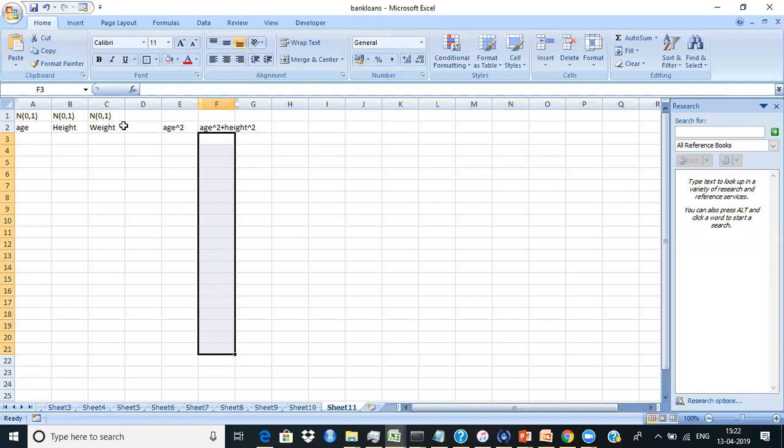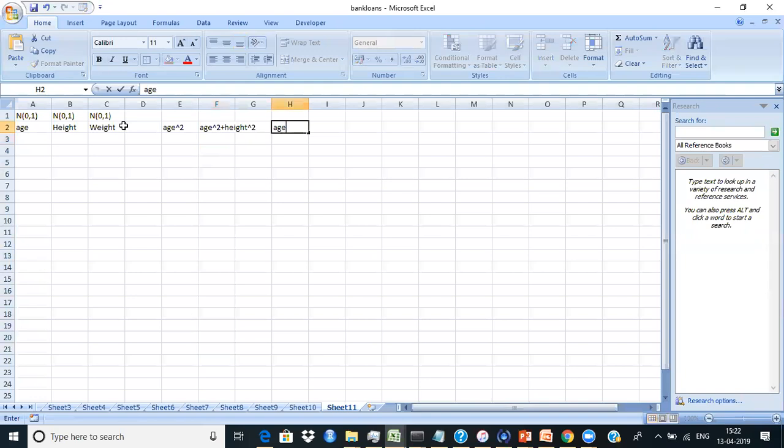I'm coming to it. So you understand chi-square here, right? Now, if I calculate a third variable, which is say age divided by square root of height to the power 2 plus weight to the power 2.